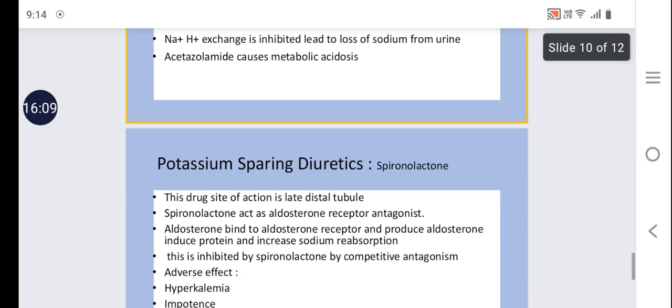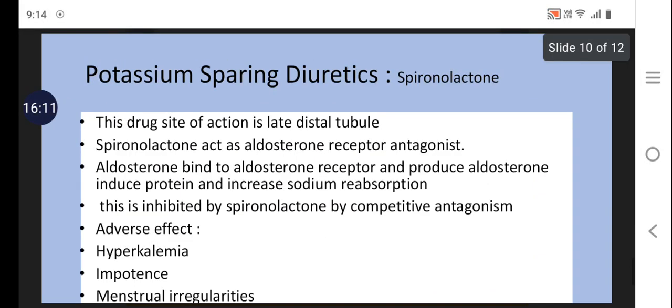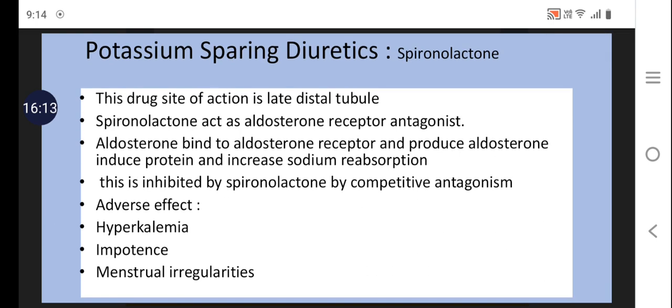The next class of drug is potassium-sparing diuretics. The potassium-sparing diuretic drug is spironolactone. Spironolactone is a drug that consists of a steroidal nucleus, and its active metabolite is canrenone. Their site of action is the late distal tubule.